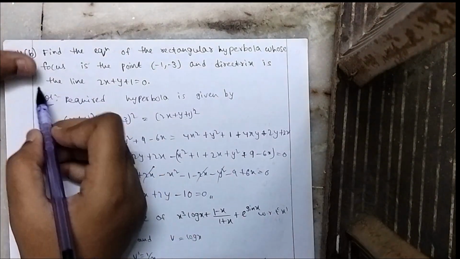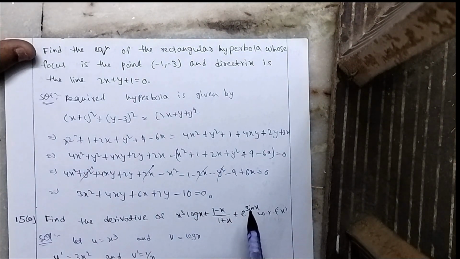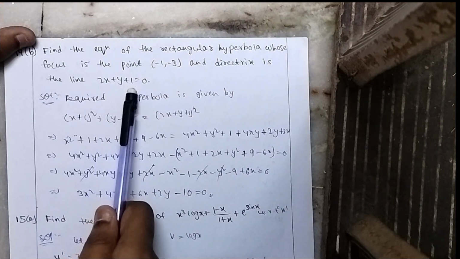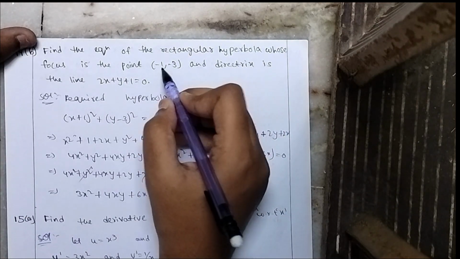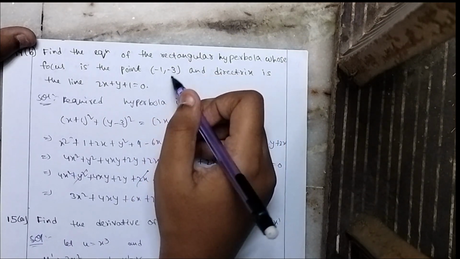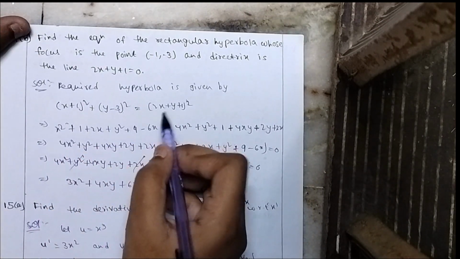Next, 14b. Find the equation of the rectangular hyperbola whose focus is the point (-1, -3) and directrix is the line 2x + y + 1 = 0. So the required hyperbola is (x - (-1))² + (y - (-3))², so (x + 1)² + (y + 3)² equals (2x + y + 1)².